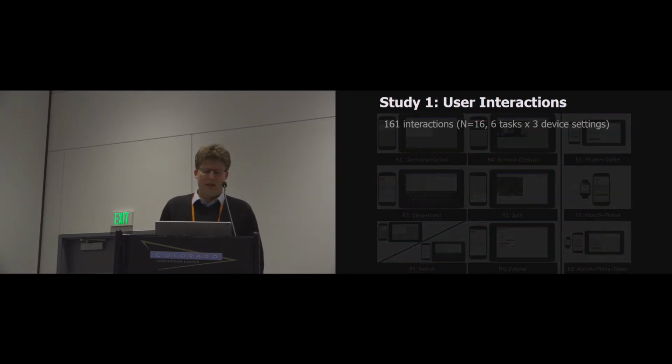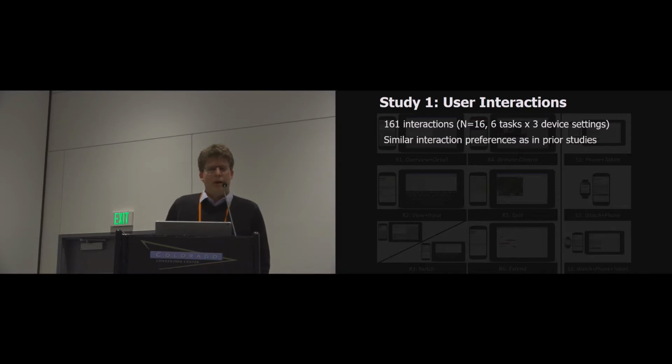The high-level results are basically, they produced 161 interactions in total across these 6 tasks for each of these 3 device settings. So there's not too many super surprising novel interaction techniques. It's just similar interaction preferences. A lot of commonality with the work from Constance. So that was not necessarily the point, but in some sense it's confirming your research, so that's also maybe cool.